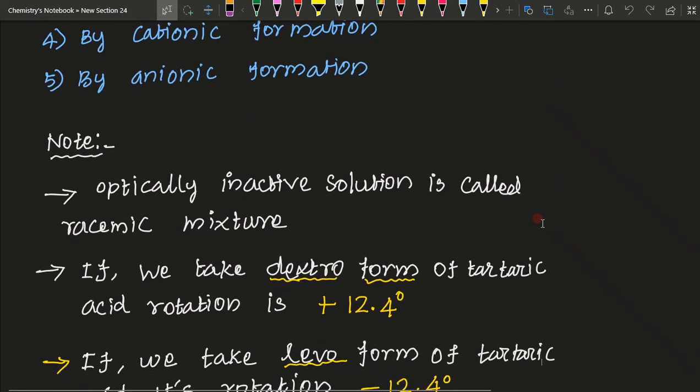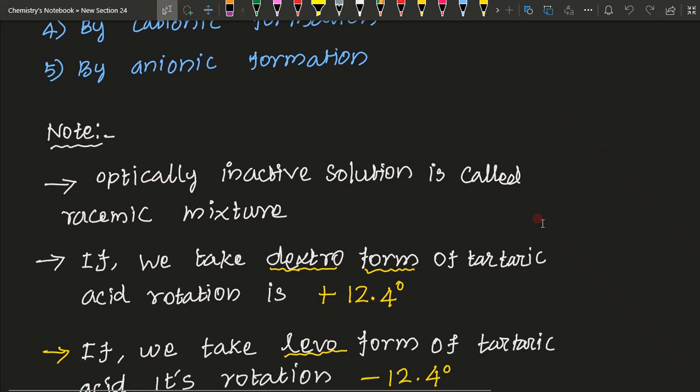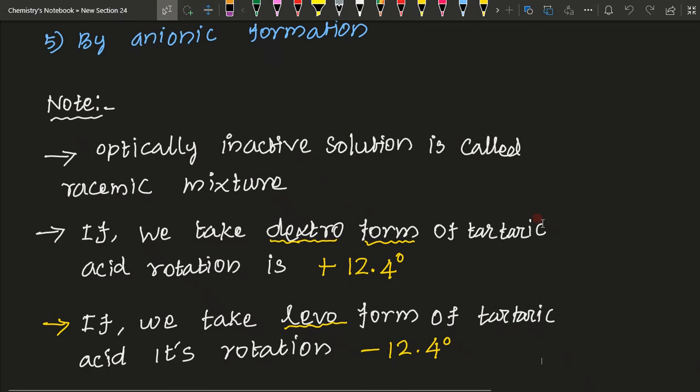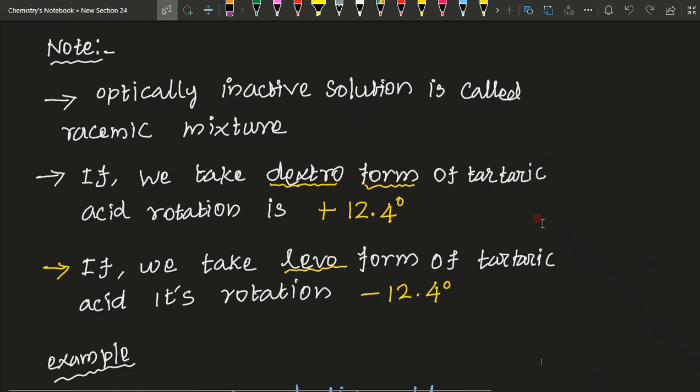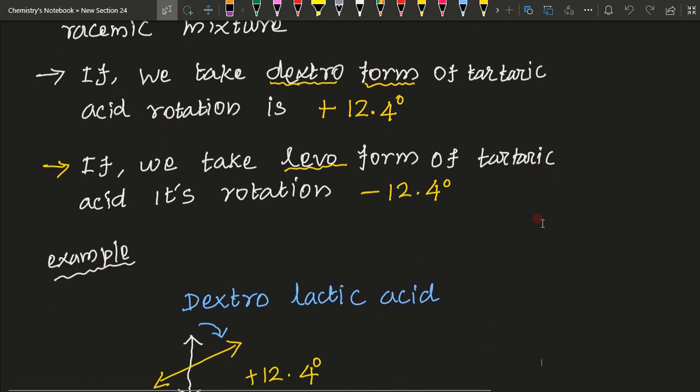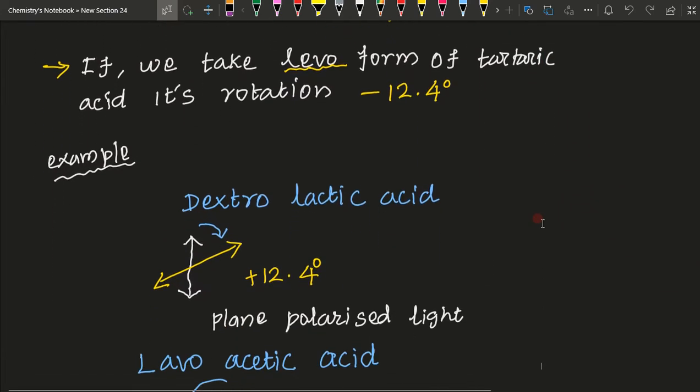Before that, note: an optically inactive solution is called a racemic mixture. If we take the dextro form of tartaric acid, its rotation is plus 12.4 degree. If we take the levo form of tartaric acid, its rotation is minus 12.4 degree. For example, see the example below.